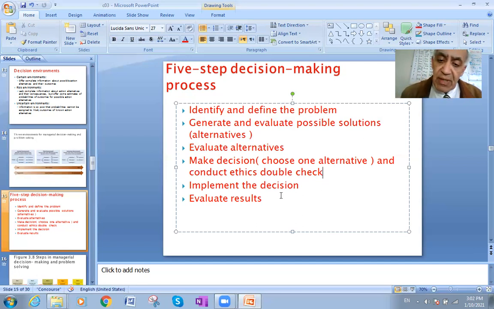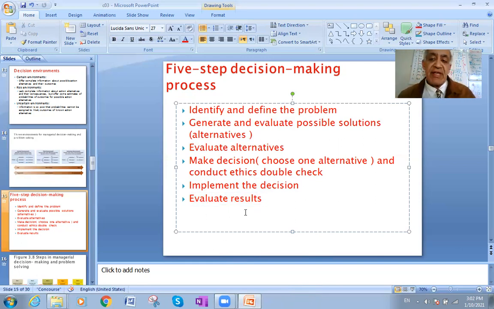But here now, implement the decision. It means that you will start moving into act. You will start moving into act means you will apply this decision now. You will apply it. Then you will evaluate the results.